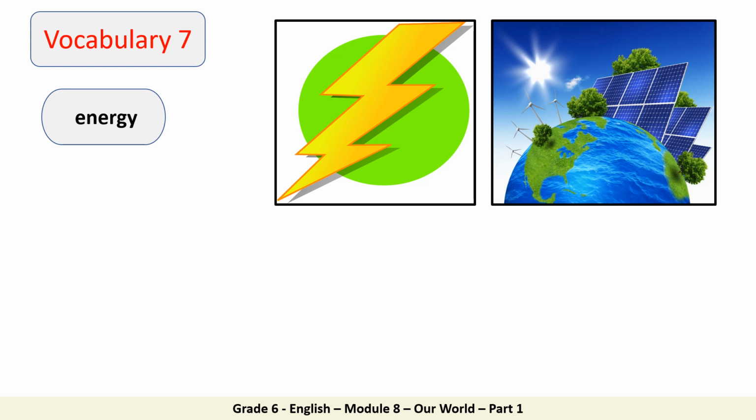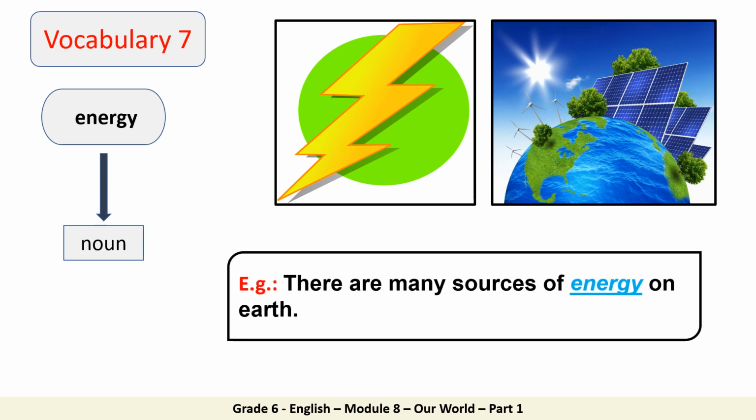Energy. Very good. Now, can you guess what's the function of this word? Right. It's a noun. Awesome. Could you put it in a sentence? Great. There are many sources of energy on Earth.